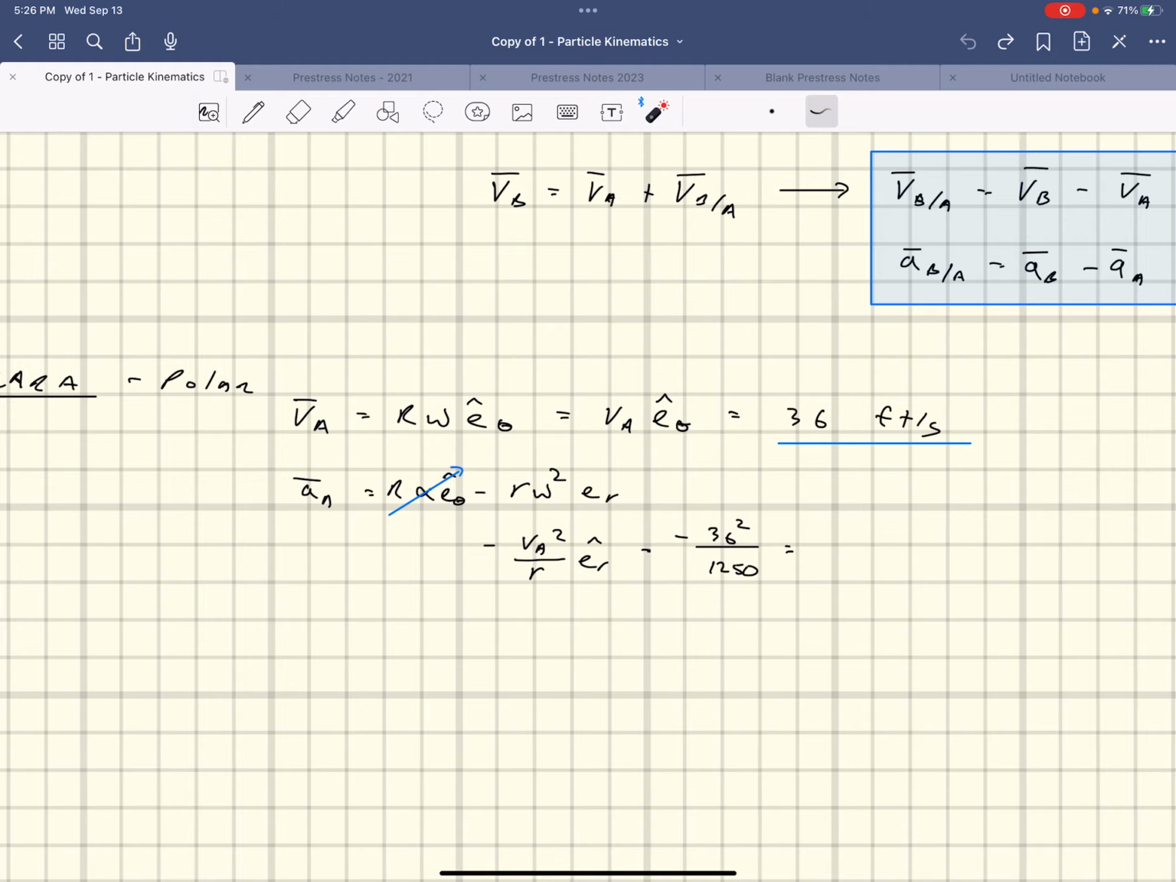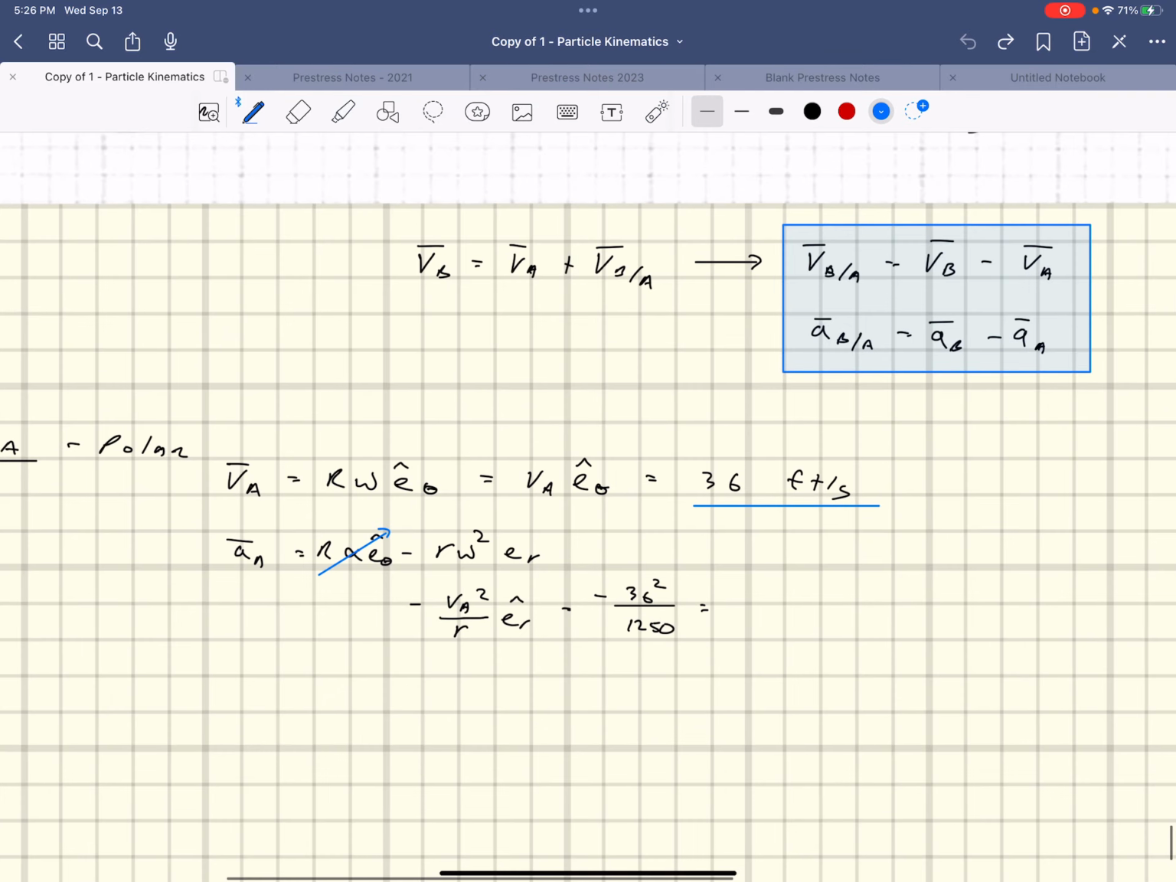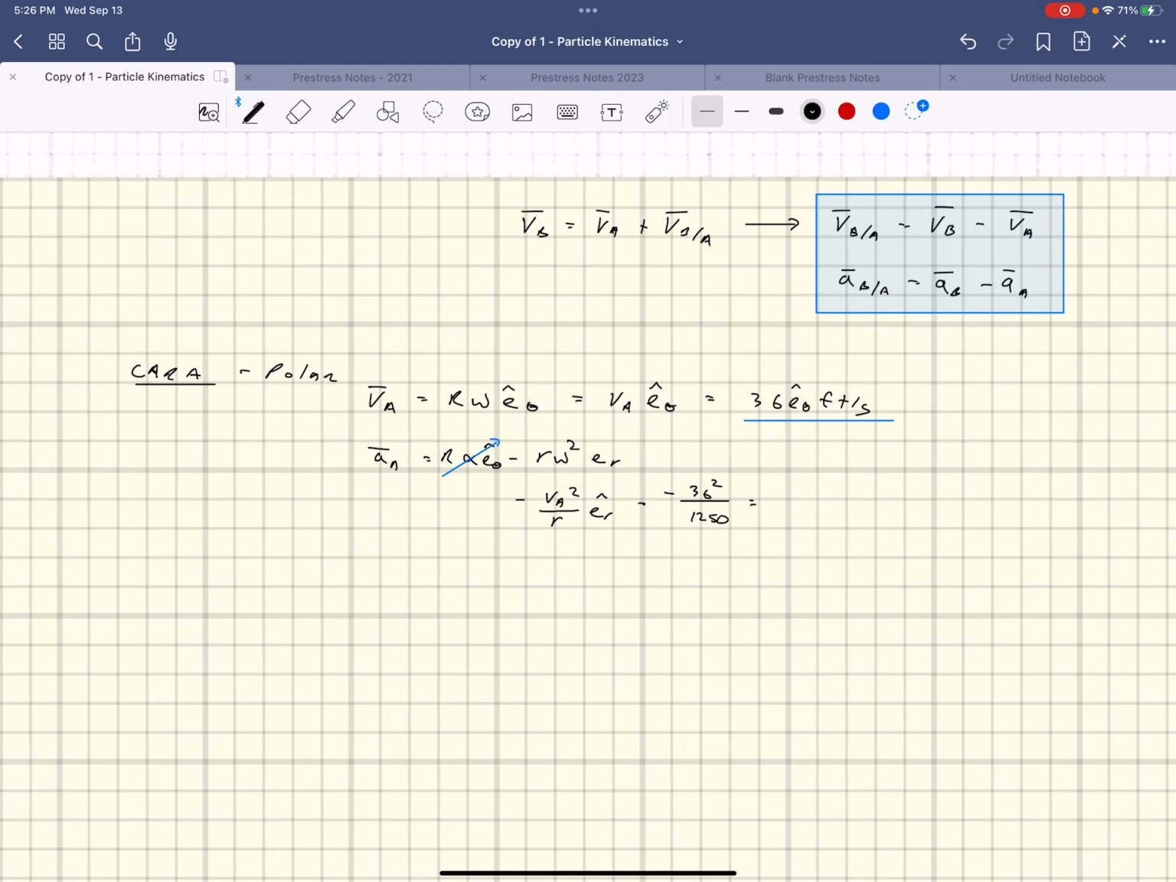Okay, so the velocity of A can be written as R times omega in the e_theta direction. We've seen this a lot of times. It's either R times omega or the velocity in the e_theta direction, and R times omega is VA, so it all works out. In this particular case, they give us VA. It says it's 36 feet per second, so VA is just 36 feet per second, and I should be careful here and write this in the e_theta direction, feet per second. Okay, so that's what that is.